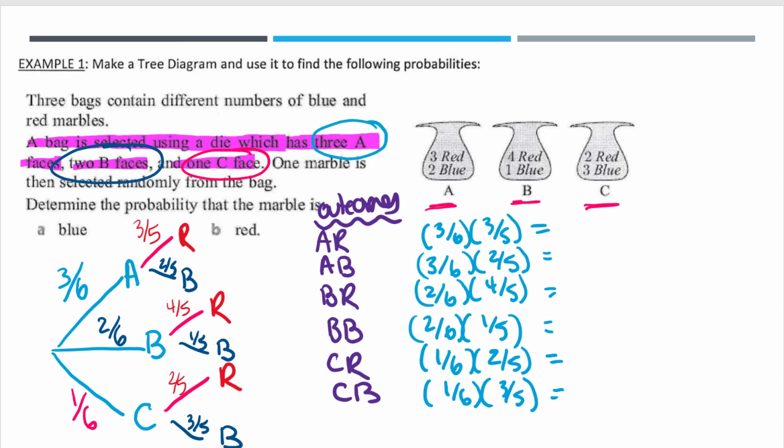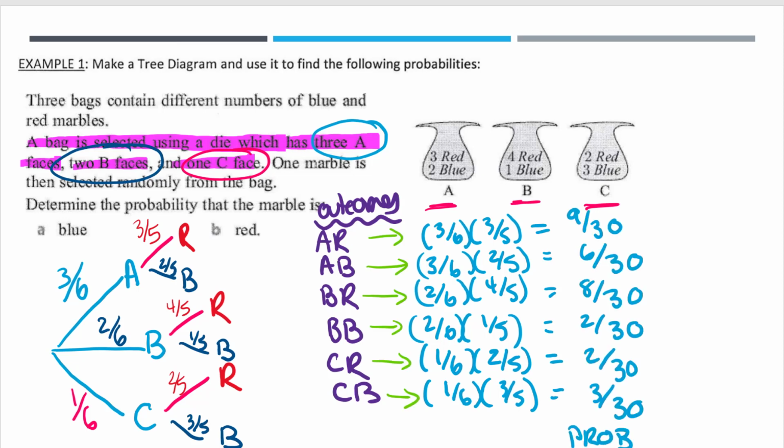So I'll multiply numerator times numerator, denominator times denominator. So I multiplied these probabilities together. I have not simplified them yet because looking ahead in the question, it says determine the probability that the marble is blue. So I'm going to have to add some of these probabilities together. So I'm just going to keep the denominator the same. That's why I'm not simplifying them yet.